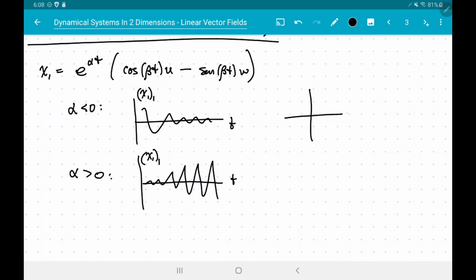If you now draw this in a phase plane, you're going to see solutions that spiral inward for alpha less than 0, and for differential equations where alpha happens to be greater than 0, you'll see solutions spiral outward. Let me show you some pictures.